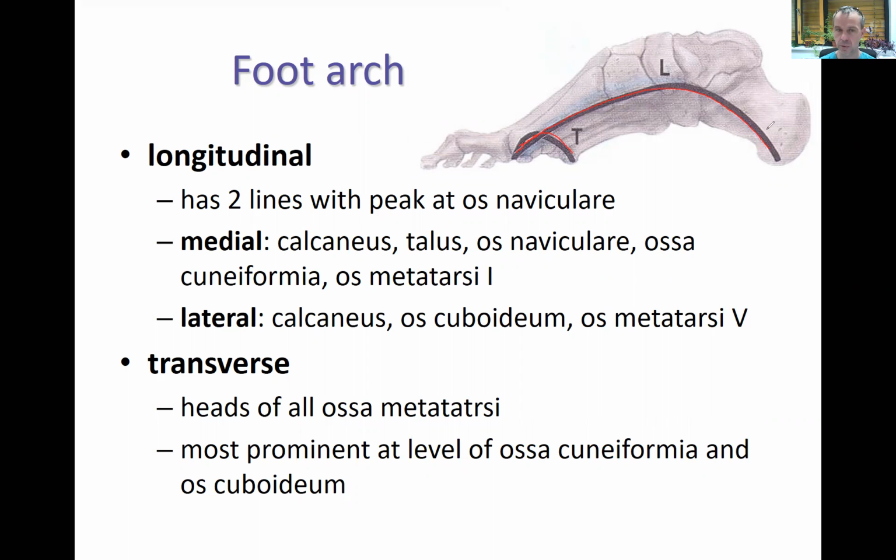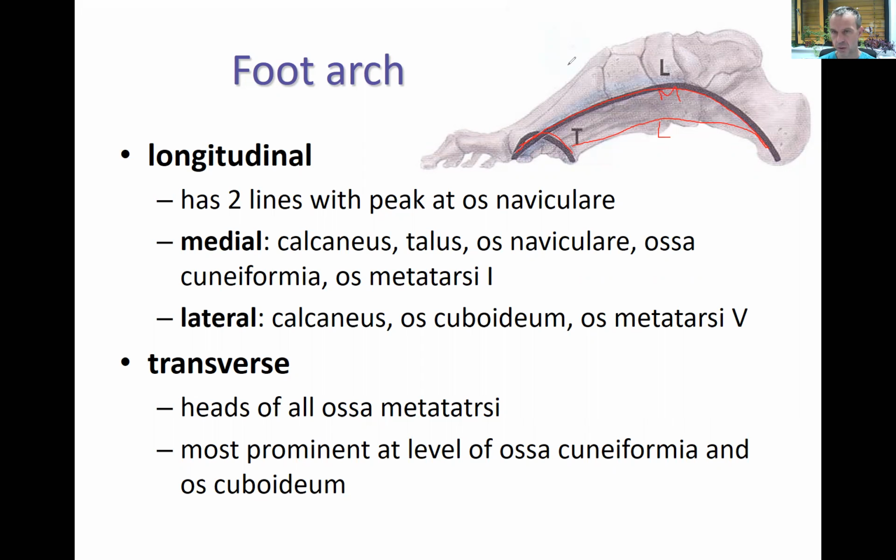And this is composed of two lines. The medial line goes through the talus, navicular bone, cuneiform bone and the first metatarsal. Then the lateral one goes through the calcaneus, cuboid bone, and here the tuberosity of the fifth metatarsal and the fifth metatarsal. So this is the lateral line and the medial line.